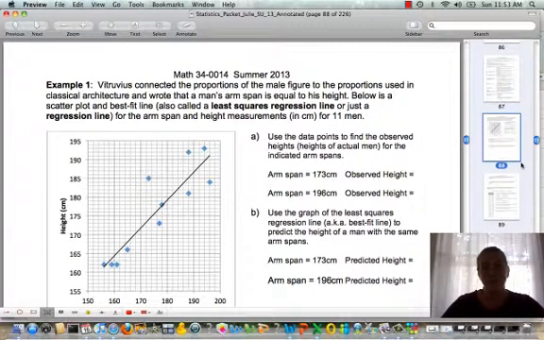Hi Math 34 students. This is Module 4 and we're going to start with example 1 on page 88. Remember to first read through the vocabulary on page 87.